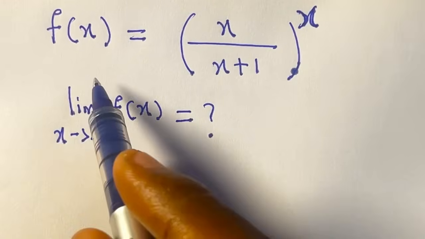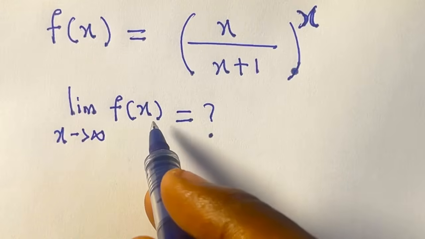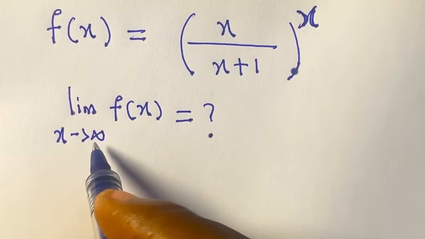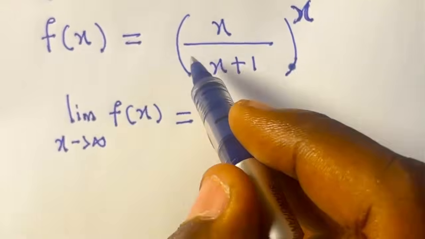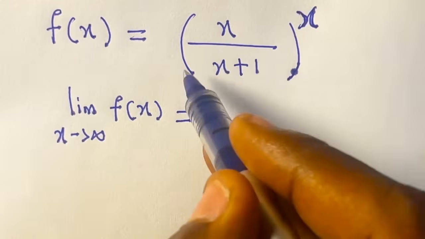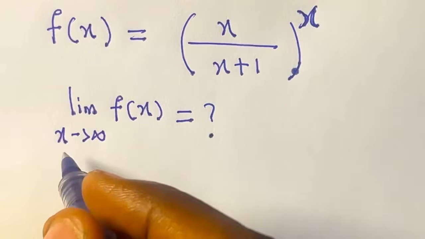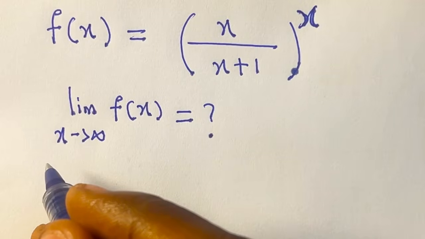In this video, we want to solve for the limit of f of x as x tends to infinity, where f of x equals (x divided by x plus 1) all raised to power x. We will be solving this using two different methods.